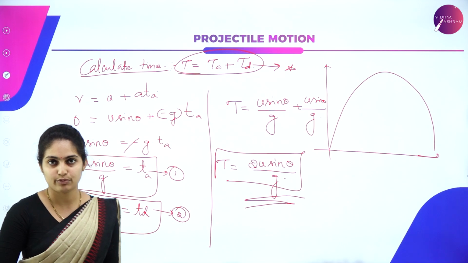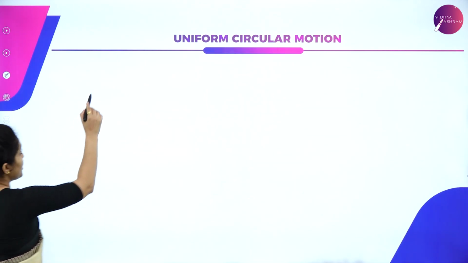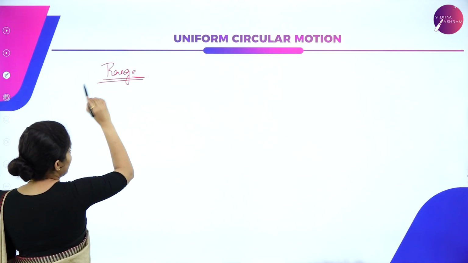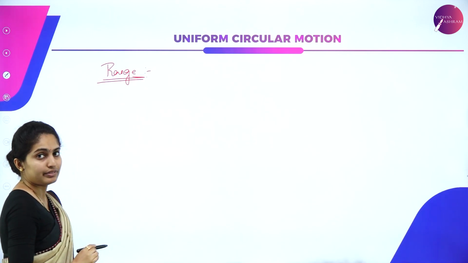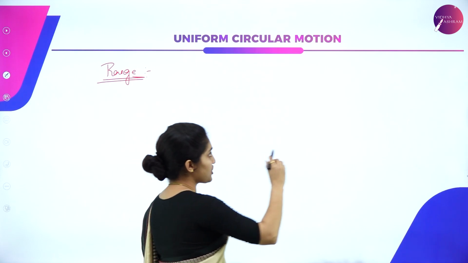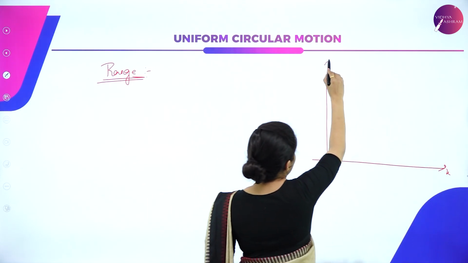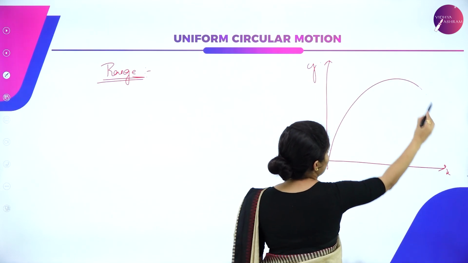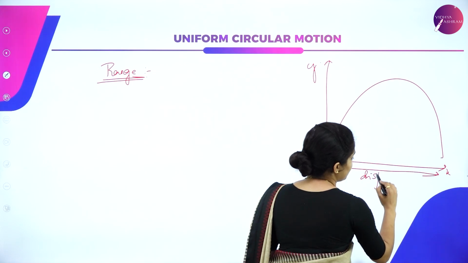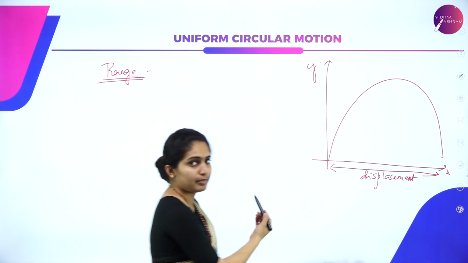Next we are left with range. So we need to calculate range. How do you calculate a range? In order to calculate the range of a projectile, what are we supposed to do now? Range is nothing but the distance from the initial position to the final position, on your x-axis, your y-axis, in projectile motion. This is nothing but the displacement taken from one point to another point by a particle.